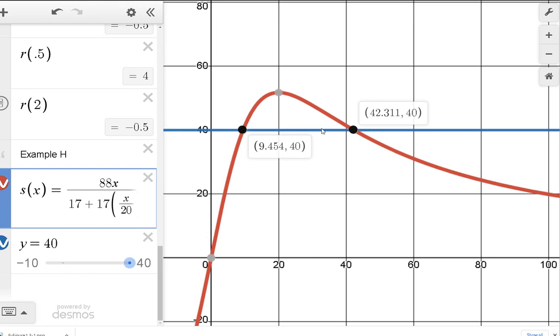Yeah, between these two points, right? Now you're going to answer in terms of intervals along the x-axis. So the answer that I see is 9.454 to 42.311. That's almost it. It's just finding, well, where's the red graph taller than 40? So let me write those down. 9.454 and 42.311.